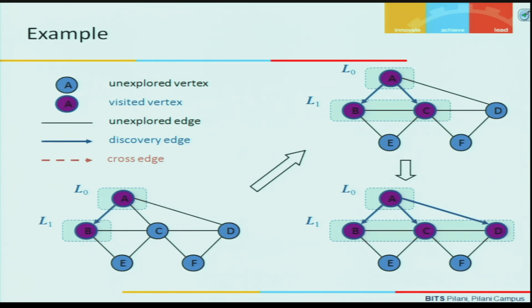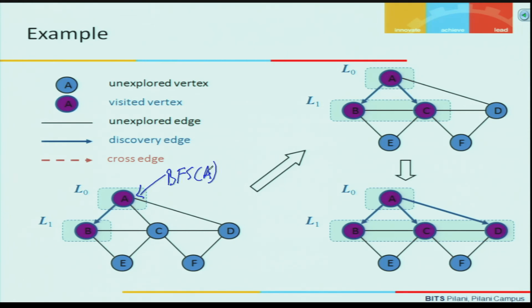Let us look at a simple illustration of that breadth first search. Again, we are going to have unexplored vertex, visited vertex which are going to be marked, unexplored edge, discovery edge and a cross edge. So, we start again with A as our input parameter. So, we are starting our search at A. So, we will call BFS A.